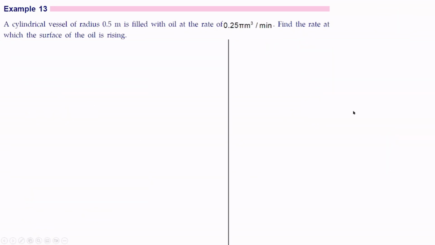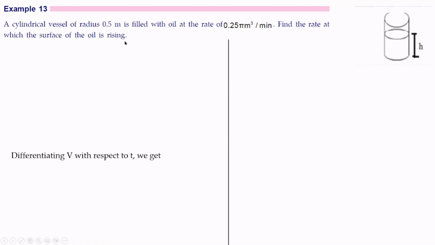Moving on to the next question. A cylindrical vessel of radius 0.5 meter is filled with oil at the rate of 0.25 pi meter cube per minute. Find the rate at which the surface of the oil is increasing. So here we can see that when the radius of the cylindrical vessel is 0.5 meter, the rate at which the volume of the oil is increasing is given. It is 0.25 pi meter cube per minute. So using this, we can find the rate at which the height is increasing. This is nothing but the rate at which the surface of the oil is increasing.